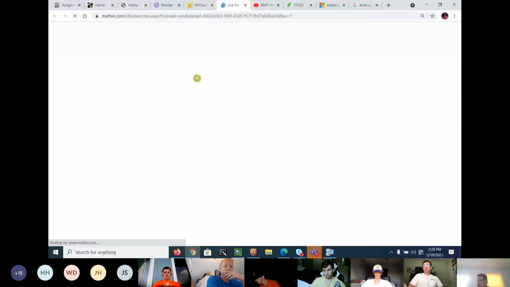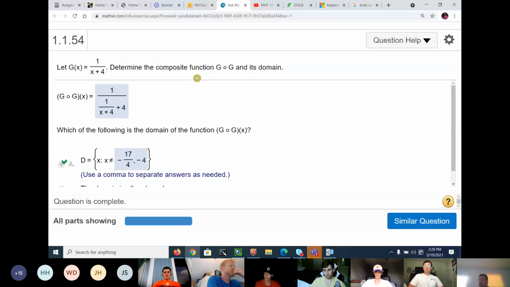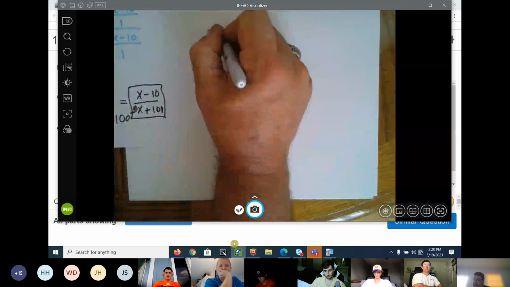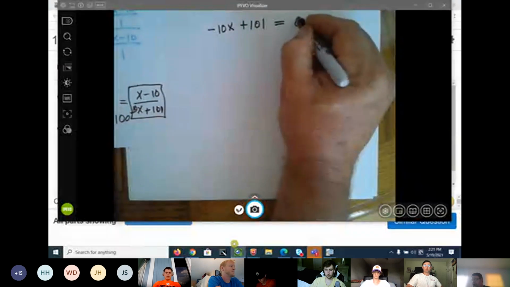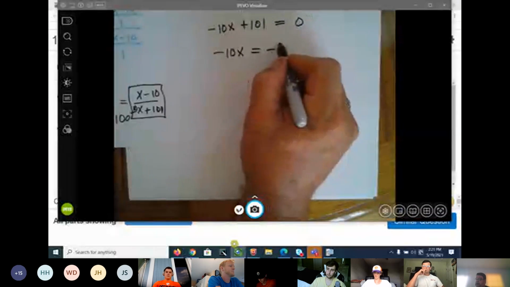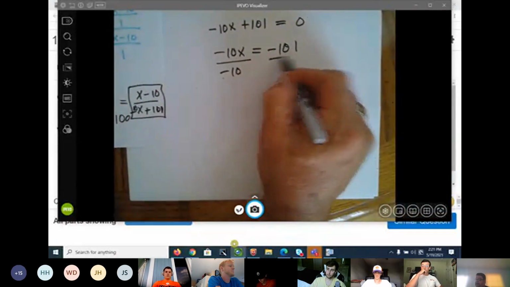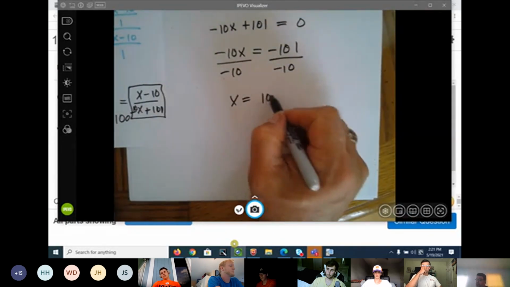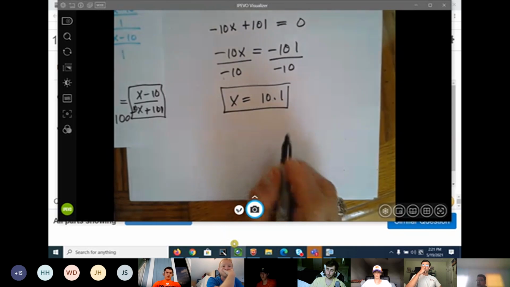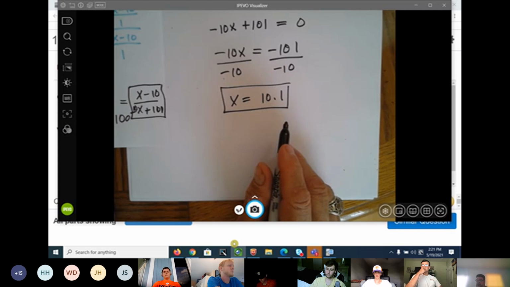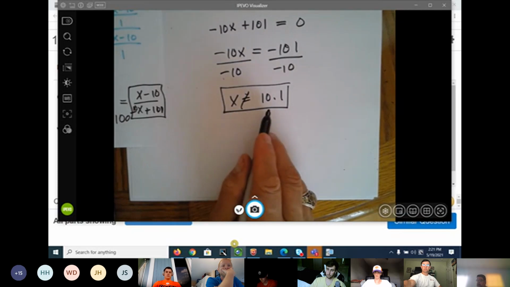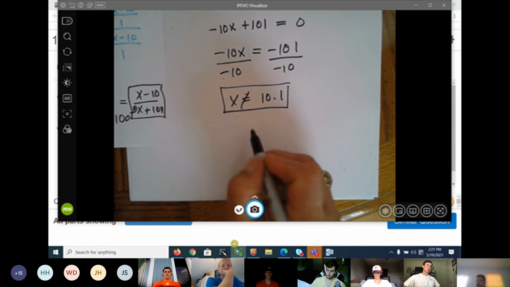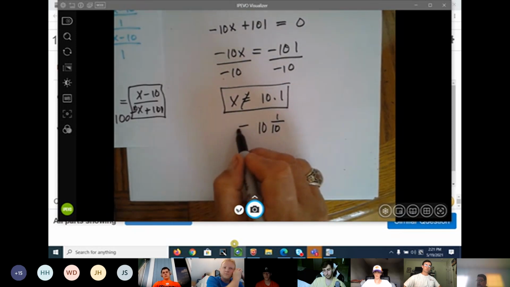Oh, or is that just solving the domain? Okay. Yeah, for the domain, you set the denominator equal to 0. So let's set the denominator equal to 0. That's going to be negative 10x plus 101 is equal to 0. Then negative 10x is equal to negative 101. Divide by negative 10, divide by negative 10. x is equal to 10.1. So 10.1 will give you a 0 in this function, so you might want to stay away from 10.1. I don't know if they do it as a decimal or as 10 and 1/10. That would be x is not equal to.